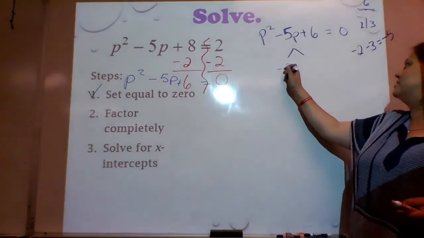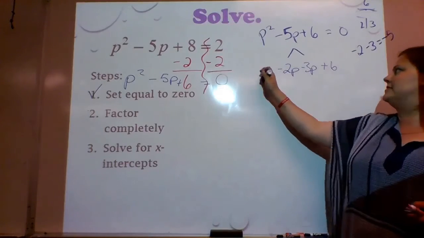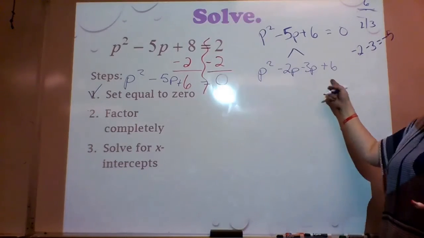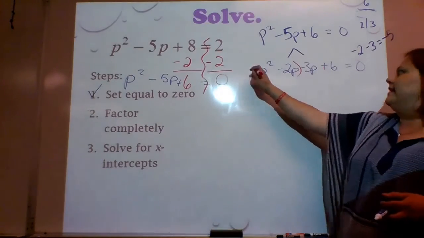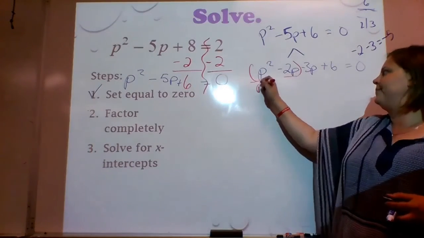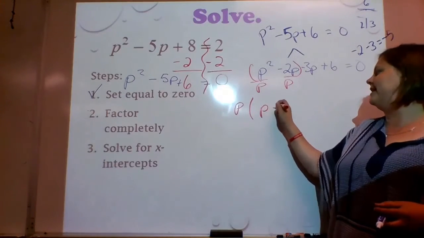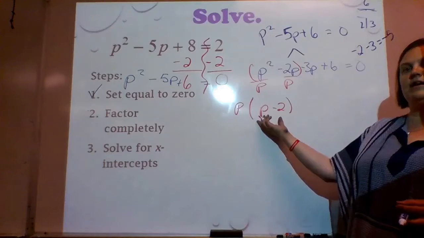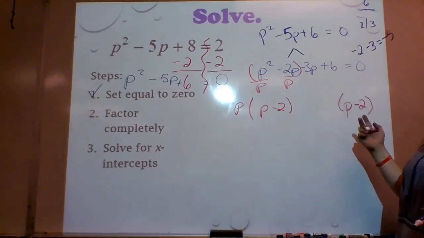It is negative 2p minus 3p plus 6. I'm bringing down those extra terms, so this piece has never changed. We're factoring. I'm going to factor the left side. I'm pulling a p out, p. I'm left with p minus 2. Remember, this binomial must match this binomial, right?